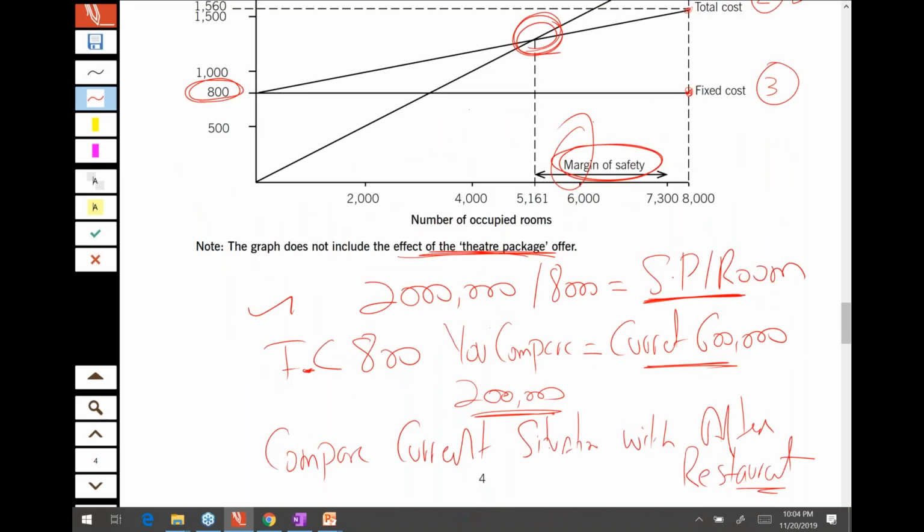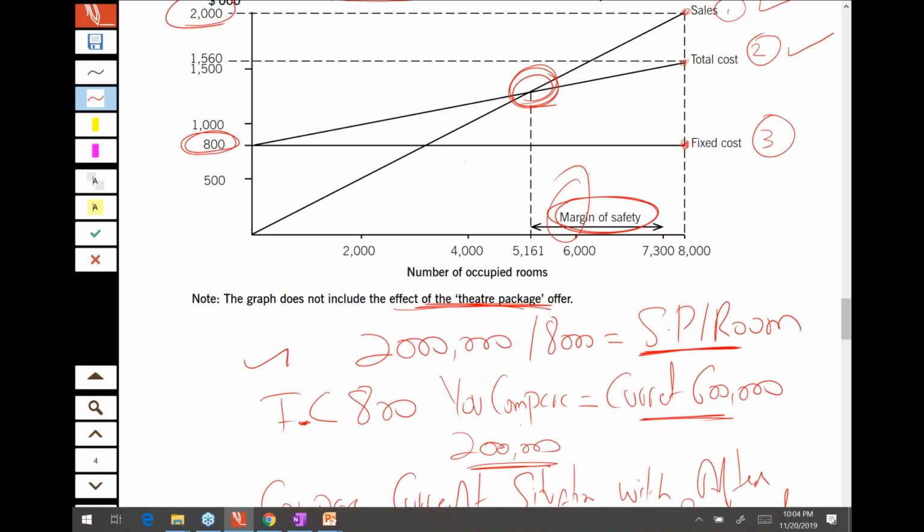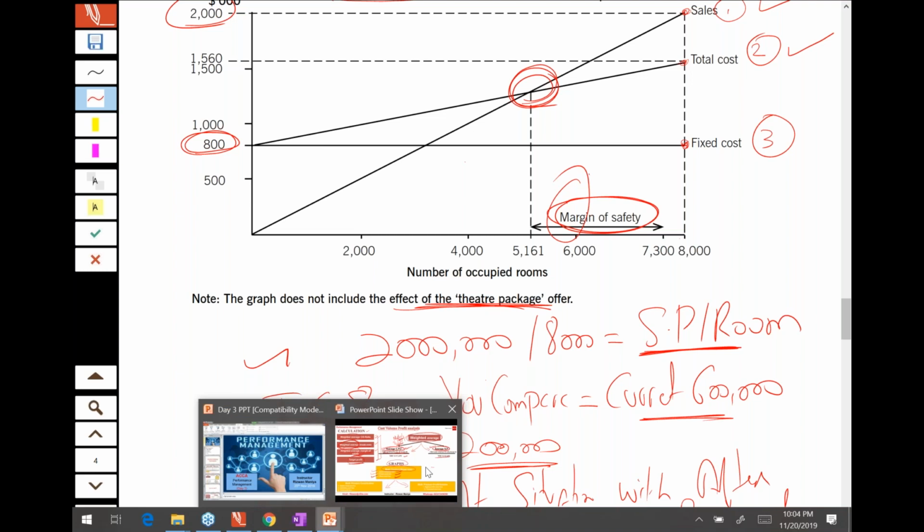Two things you need to do: one for relevant costing, one for CVP. So compare the sales, total cost, fixed cost of current with the proposed one, and break even and margin of safety of current with the proposed one. I'll tell you the answer later on. I hope this is clear, and this question is also clear to all of you.